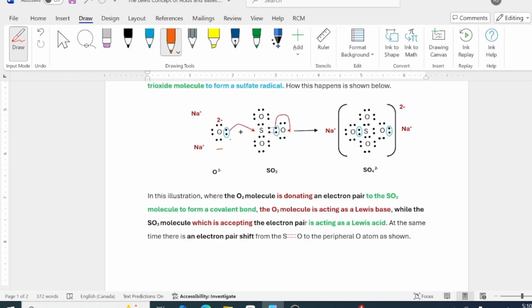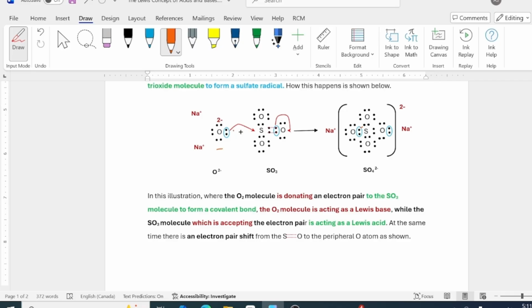As can be seen, this pair of electrons from the oxide ion gets transferred to the sulfur atom in the sulfur trioxide molecule to form a covalent bond between oxygen and sulfur, as identified here. So the one that is accepting becomes the acid. Remember, accept, acid. That's one of the strategies that can be used to know which species is the acid or the base. Remember, A is accepting and A is the acid.